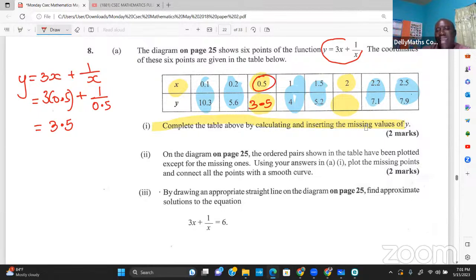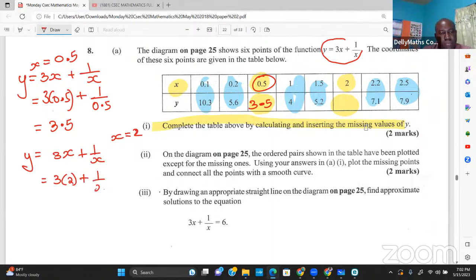The next move is that we're going to put in 2. So this one we plug in when x is the 0.5 there. And now we want to plug in when x is 2 here. So then this becomes 6 plus a half, 6.5. So I'm getting a 6.5 right here.